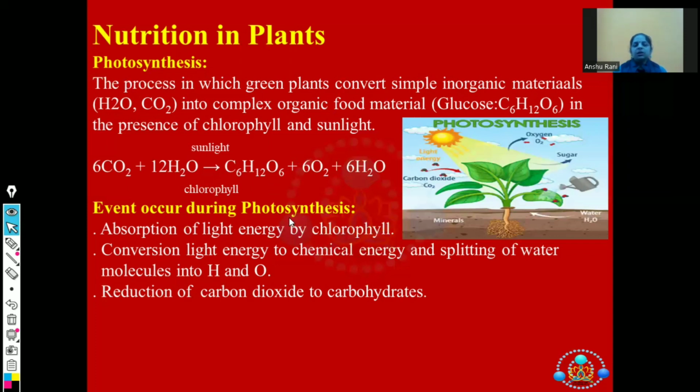What are the events occurring during photosynthesis? First, absorption of light energy by the chlorophyll. Chlorophyll absorbs light energy from the sun. Then it breaks down the water molecule to form hydrogen and oxygen. H2O breaks to form H2 plus O2 separately. Then reduction of carbon dioxide to carbohydrates. Carbon dioxide absorbs hydrogen and is converted to carbohydrates.